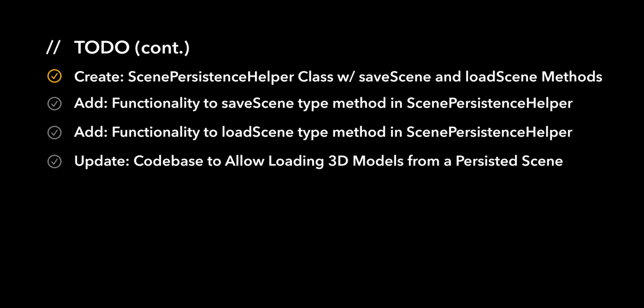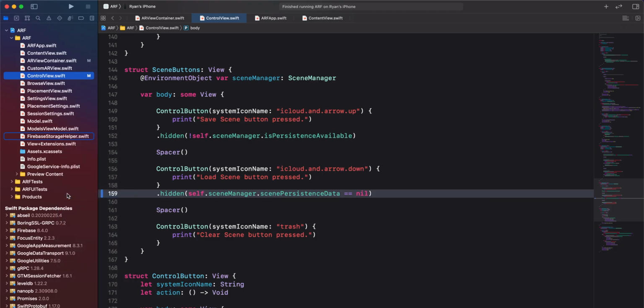We'll create a ScenePersistenceHelper class with type methods to save and load a scene. Create a new file and call it ScenePersistenceHelper.